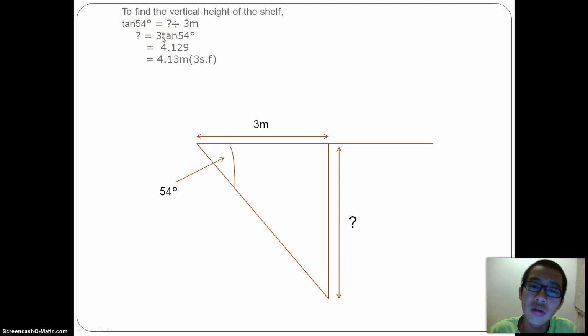So I do a bit of linear algebra here. I'm going to put 3 times tangent 54 degrees. So you get 4.129. That is truncation here. So to 3 significant figures, 4.13 meters. 3 significant figures, man. So that's the end.